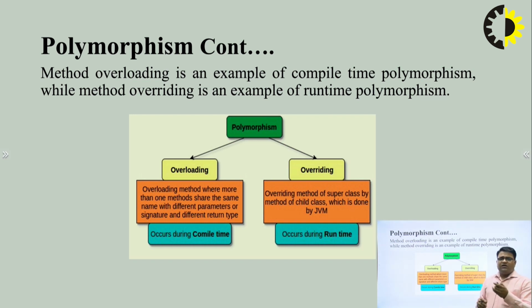Then I will discuss polymorphism. We can achieve it through overloading, which is a type of static polymorphism, and overriding, which is achieved by dynamic polymorphism. In the next slide we will explain this with the help of an example.